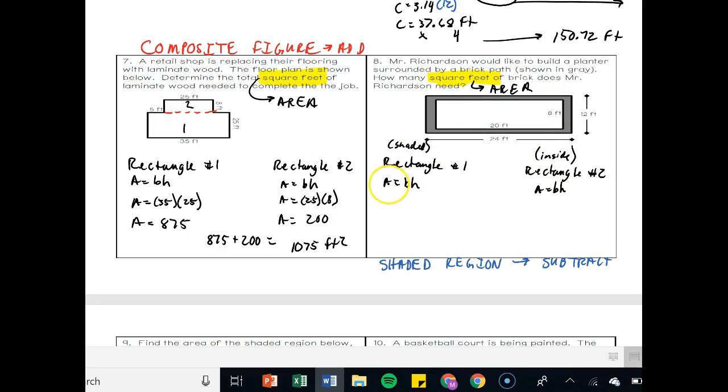So area for a rectangle, A equals BH. Now, plug in. Outside rectangle is 24 by 12. Inside rectangle is 20 by 8. Do the math. 288 feet for the entire outside rectangle, including the space inside if we didn't have that inside shape, and 160 for the inside shape. Okay, now if I just want the shaded region, take out that middle shape. That's subtraction. 288 minus 160 gives us your answer of 128 feet squared.